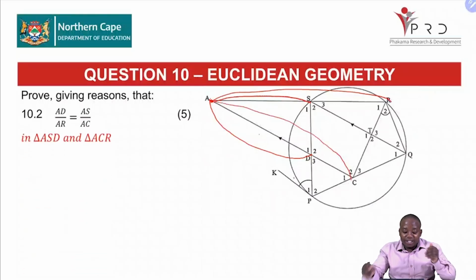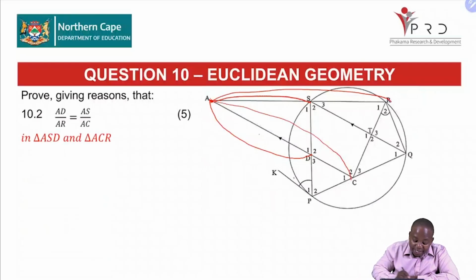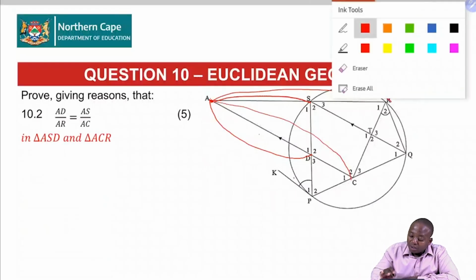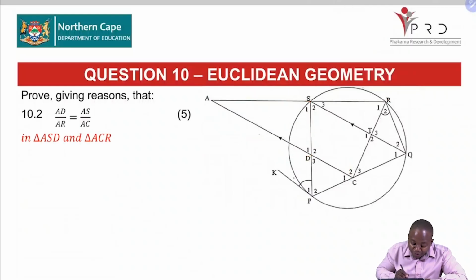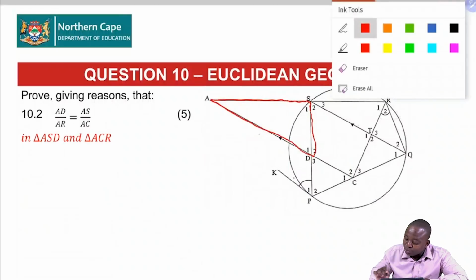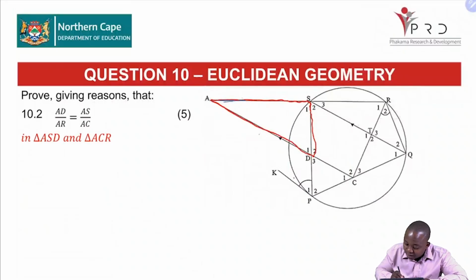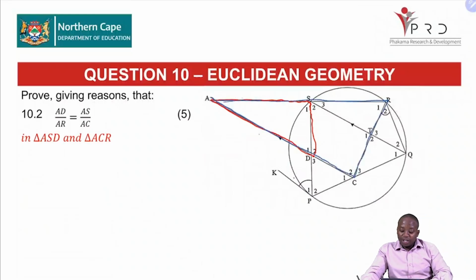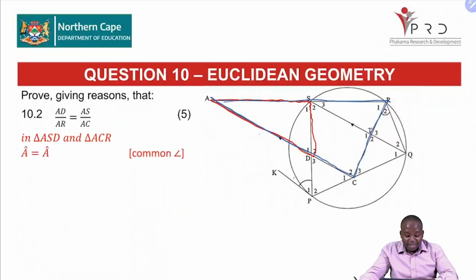Now we're going to look at the two triangles. In triangle ASD, because that is where all of those angles we're looking for are found, and triangle ACR. So triangle ACR is going to be our big triangle. Those are the two triangles that I'm going to work with. I want to see the relationship between the two triangles. We can see that A exists in both triangles, so A equals A is a common angle.